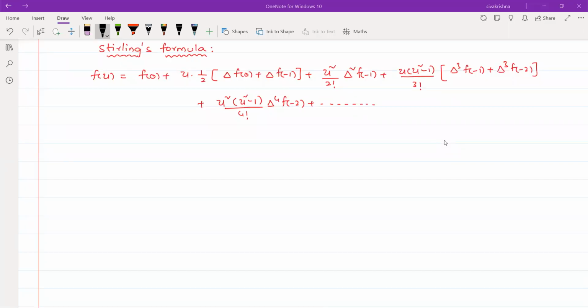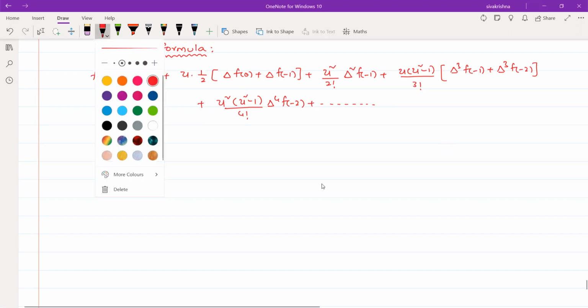Hello students, today I am going to prove the theorem Stirling's formula. Coming to the statement, f of u is equal to f of 0 plus u into 1 by 2 of delta f of 0 plus delta f of minus 1, plus u square by 2 factorial into delta square f of minus 1, plus u into u square minus 1 by 3 factorial into delta cube f of minus 1 plus delta cube f of minus 2 by 2.